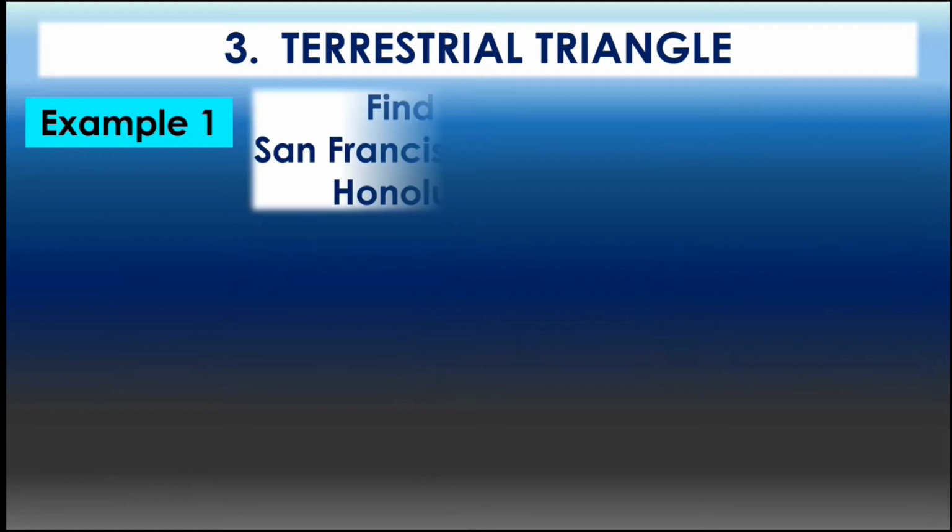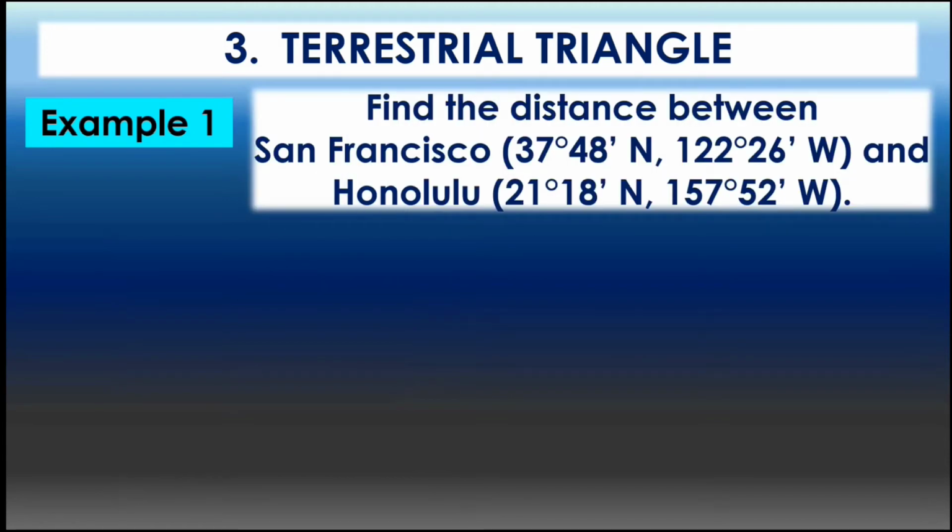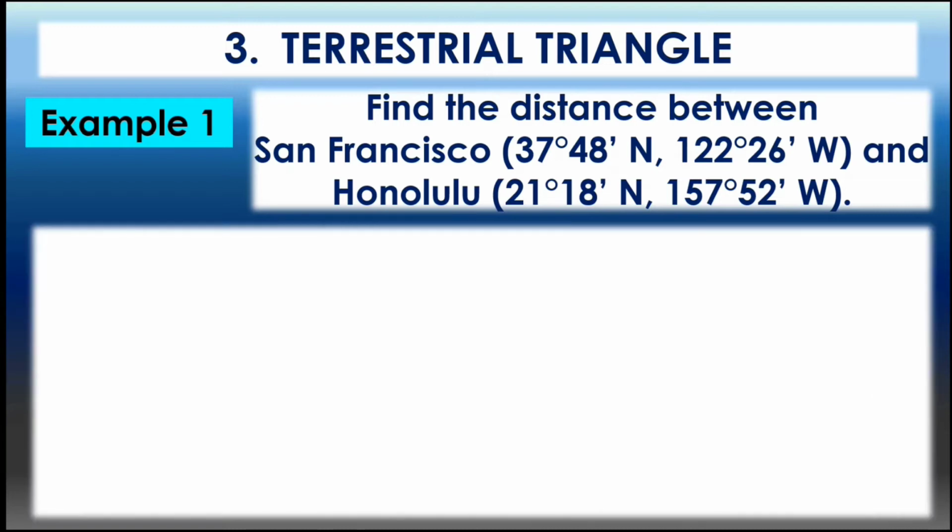For the first example, find the distance between San Francisco with the coordinates 37 degrees, 48 minutes north, and 122 degrees, 26 minutes west, and Honolulu with the coordinates 21 degrees, 18 minutes north, and 157 degrees, 52 minutes west. So how are we going to solve this? The first thing you need to do is try to draw it. You need to illustrate so that you can better understand what you are going to do when it comes to solving the problem.